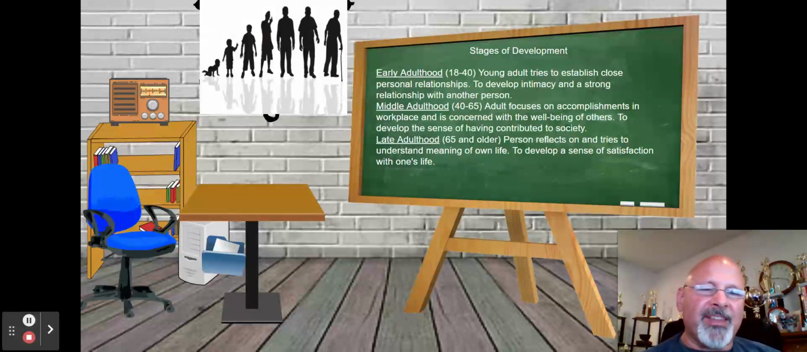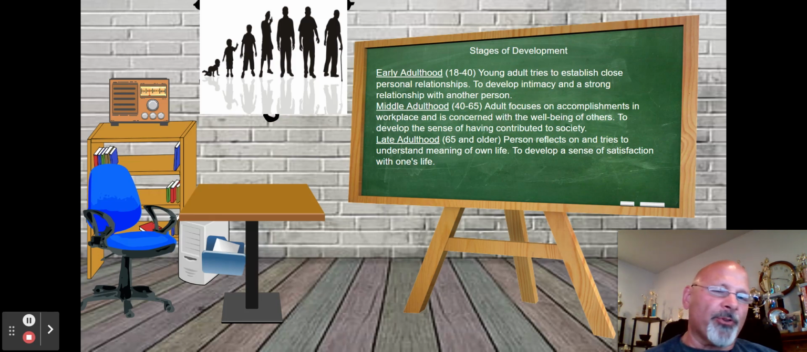Early adulthood is 18 to 40, and some of you will be going into this very, very soon. Basically, a young adult tries to establish close personal relationships, and an important task is to develop intimacy and a strong relationship with another person. A person at this stage will also start a career, most likely start a family, settle down in a certain part of the country and maybe move away. Starting a family is an area that in young adulthood people will choose to do.